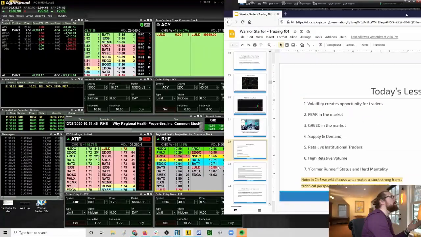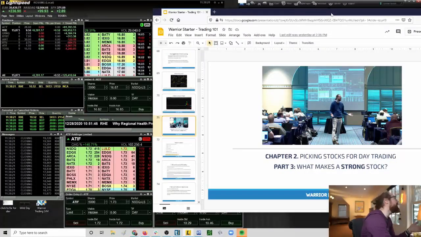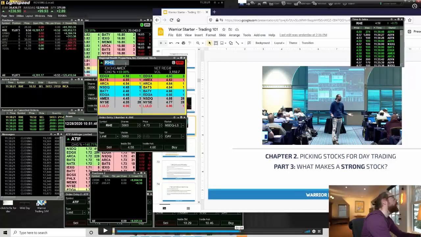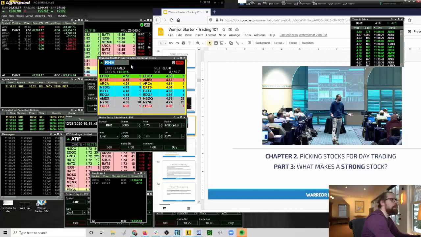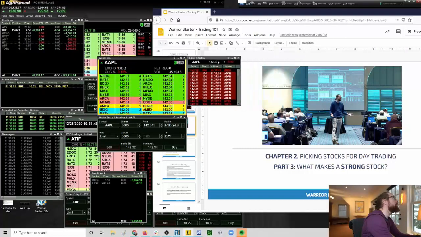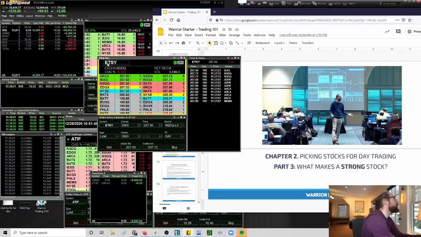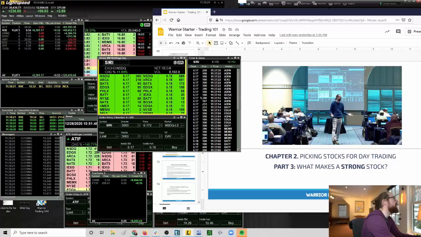Okay. So let's go back to chapter 2, part 3, picking the right stocks for trading. If you're trying to read the tape on stocks like RHE, that doesn't really have high relative volume today most likely, or stocks like Apple, you could read the tape on it all you want, but a lot of these orders are those high frequency trading algorithms. These orders and what you're seeing are not generally going to be super big indicators of what's going on, or an indicator to jump in or to jump out.